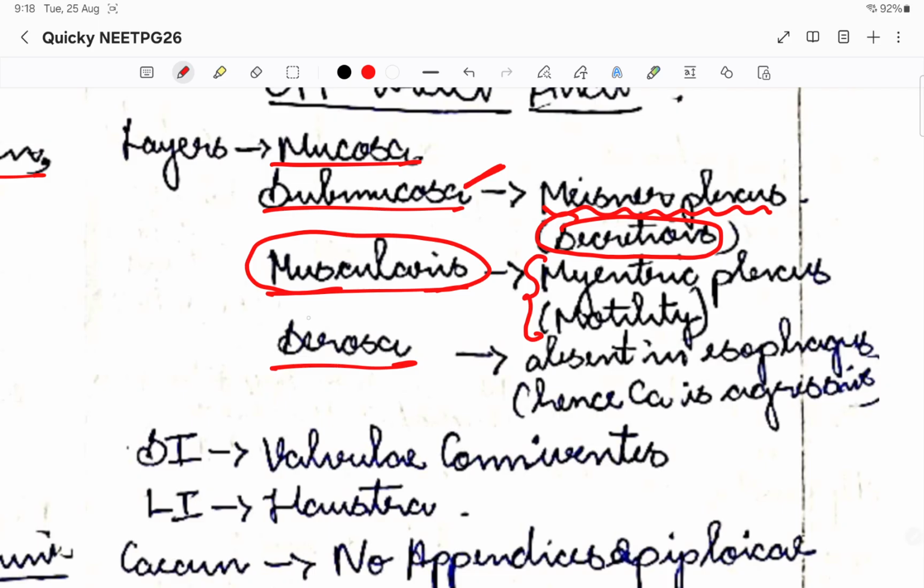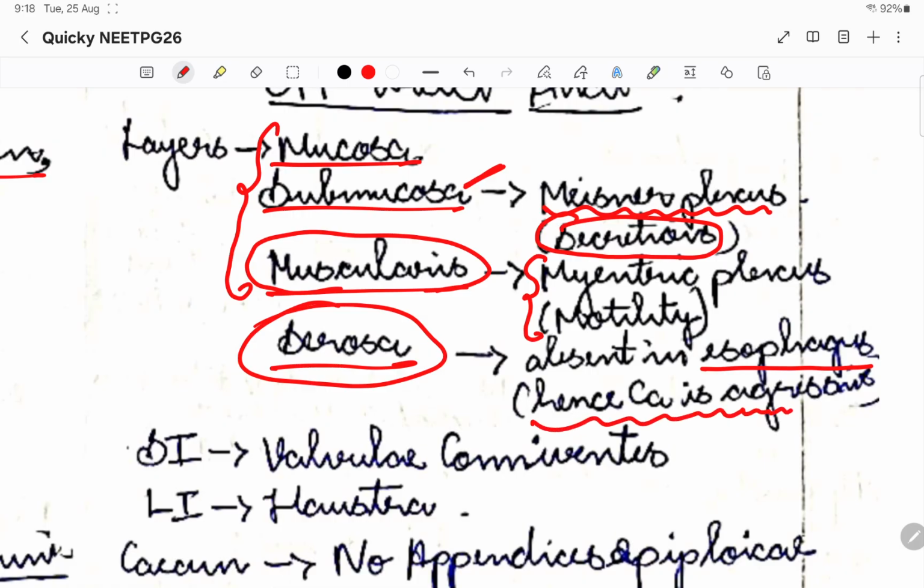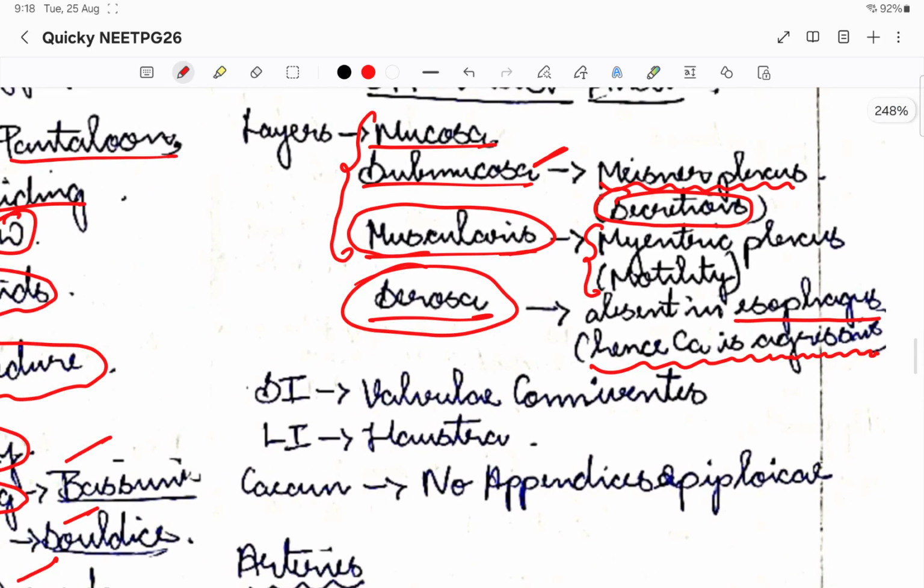Please remember an extra edge point about serosa. In the esophagus there is no serosa; it has only mucosa, submucosa and muscularis. That is why cancer of the esophagus is very aggressive. Because there is no serosa and no basal membrane, it can travel anywhere and become malignant. So that is why it is very aggressive. This is an extra edge point.